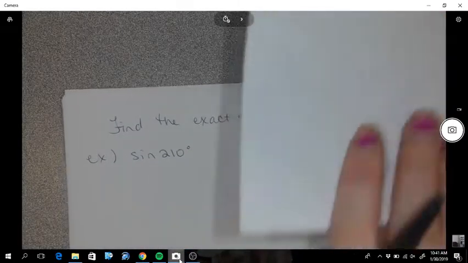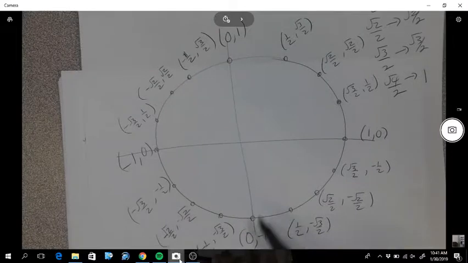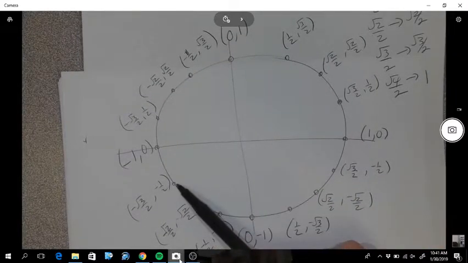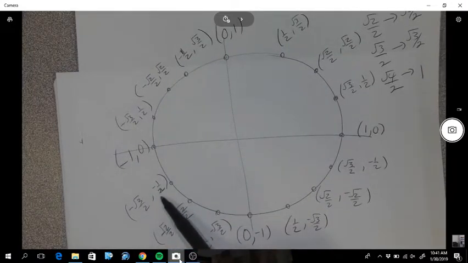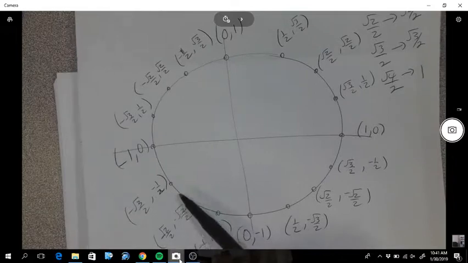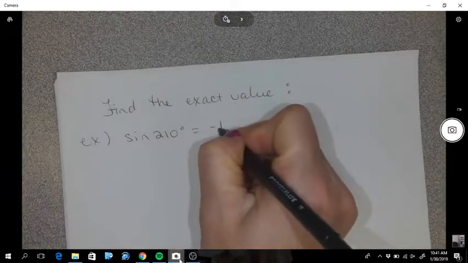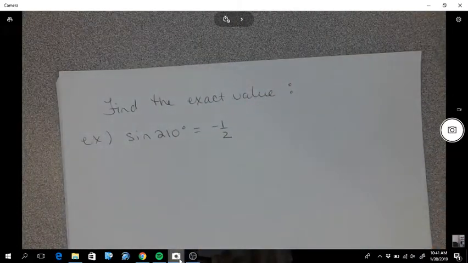Okay, so you have to think about where 210 is. So that's right here. And sine is the y divided by r, and the r is 1. So we essentially just take the y coordinate. So the exact value would be -1/2.